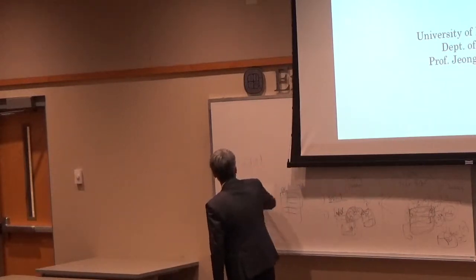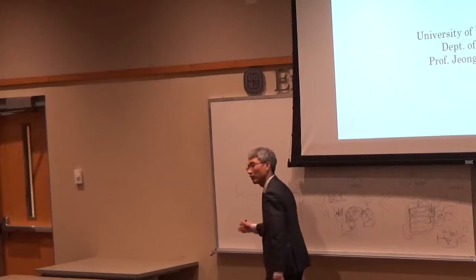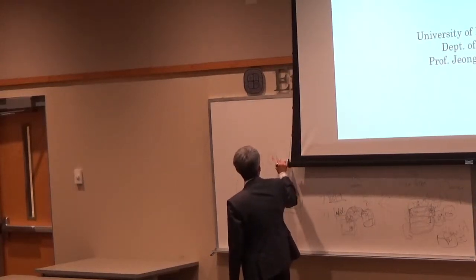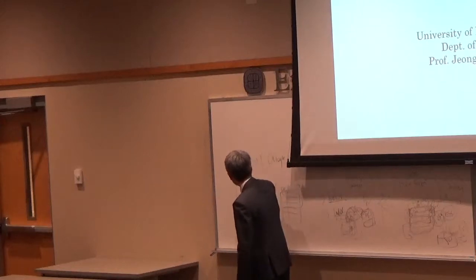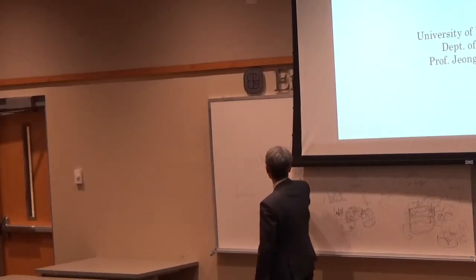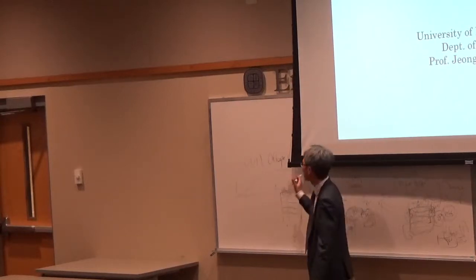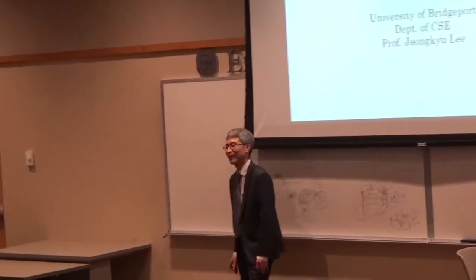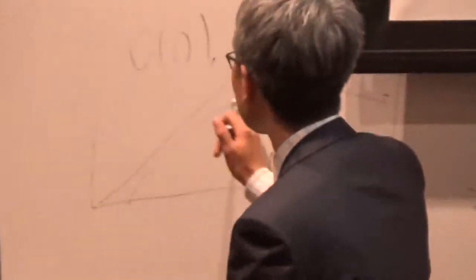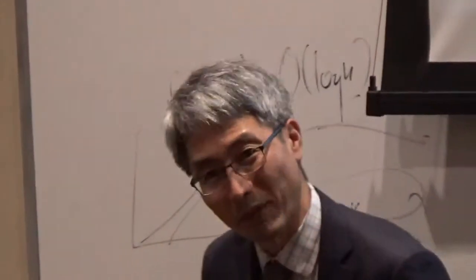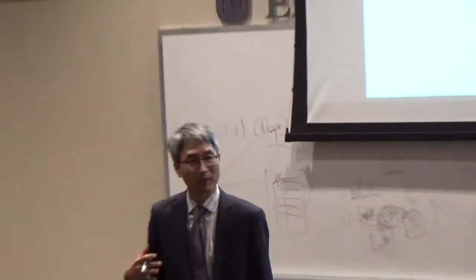O of n is like this one. The more data you have, the longer time it takes to retrieve the data. O of log n is like this one. Huge benefit. But in a database, even log n is not acceptable. Why? The more data you have, eventually it will still take time. So log n is much better than the linear complexity.